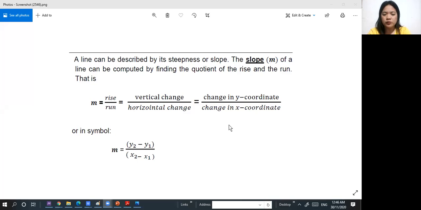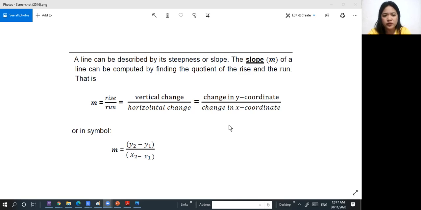So, we will now be discussing Module 5.3, which is about illustrating slope of a line and finding the slope of a line given 2 points, equation, and graph. But in this video muna, let's describe and illustrate muna what is a slope. As you can see on your screen, yan yung nasa module nyo, yan yung definition ng slope. So it describes the steepness of a line.